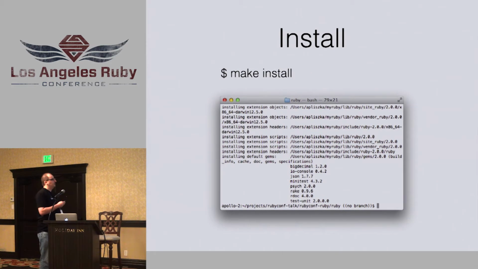After you make sure that your Ruby is actually correctly built and it works well, you can install it by running make install. And this will actually copy the binaries into my Ruby folder, as you can see here. It also is setting up a gem folder structure, and it even installs a couple of default gems for you.